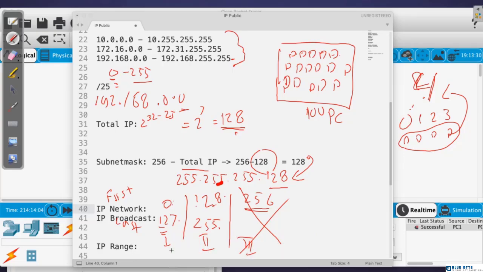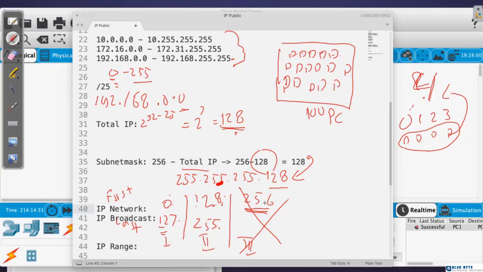So first, we calculate the network IP for all block subnets. The network in the first block subnet must be 0. The network in the second block subnet is 0 plus total IP, so we get 128. The network in the third block subnet is 128 plus total IP again, so we get 256. And if we have already reached 256 like this, we can stop. Now we already have the network IP for all block subnets.